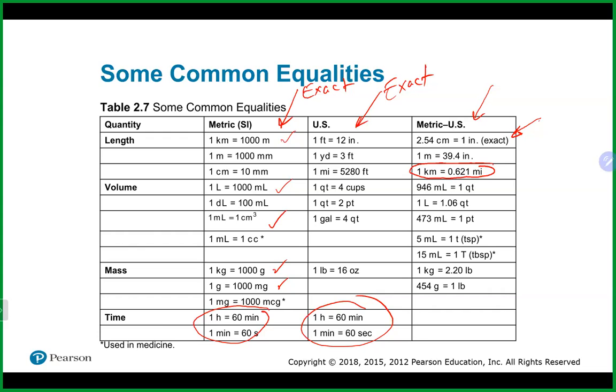But again, if you use anything in that metric to US, you should look at the sig figs. Once again, you want to look at the actual number, not the part of the conversion that's one. So you want to look at the other guy in each of those cases.